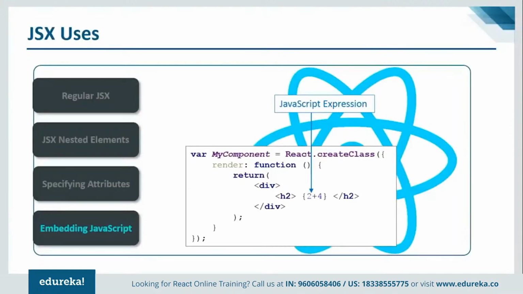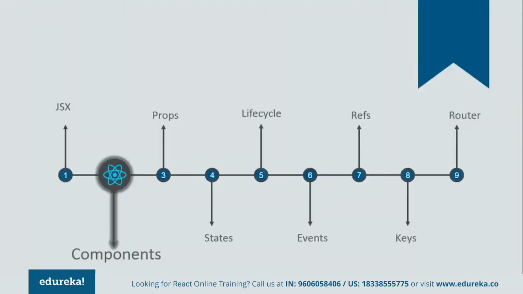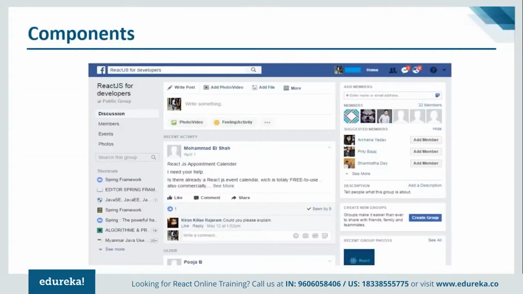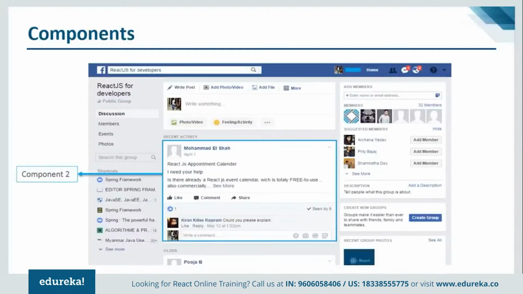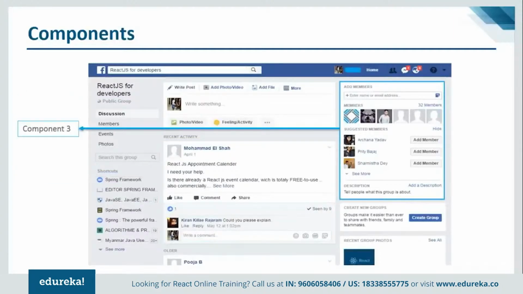Okay, so here we are done with all the uses of JSX. Let's now move to our next topic, that is the component. Since the beginning, I'm saying that in React, everything is a component. So now let's find out what actually this component is. To understand this, let's again go back to Facebook. As you can see, this is a Facebook page. Now this page is divided into various components, like this is a component, this is also a component, and again this is also a component. Like this, there are many more components over here.